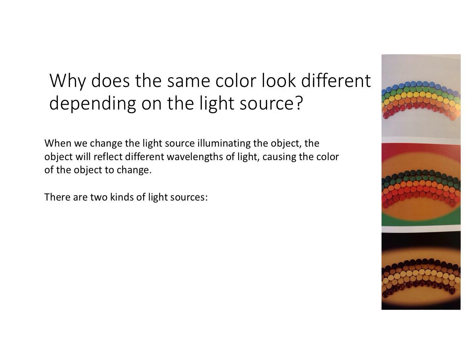So when we change the light source illuminating an object, the object will reflect different wavelengths of light, and it causes the color of the object to change. Now, there are 2 kinds of light sources. There's incandescent and luminescent. Now, incandescent light is created by heat. So for example, the sun, that can be fire, or tungsten lamps a lot of times. So tungsten lamps are incandescent light.